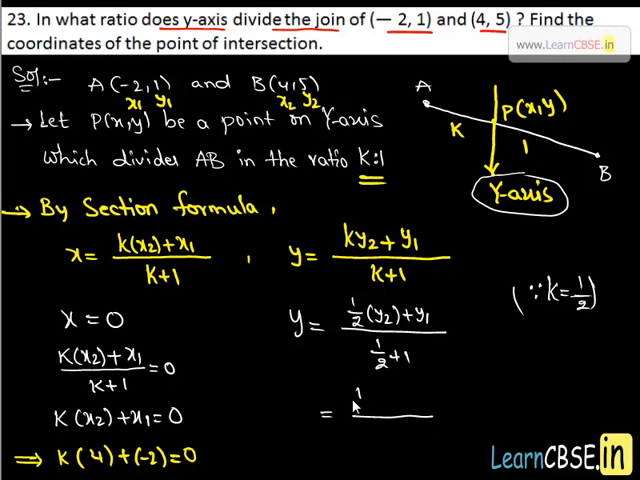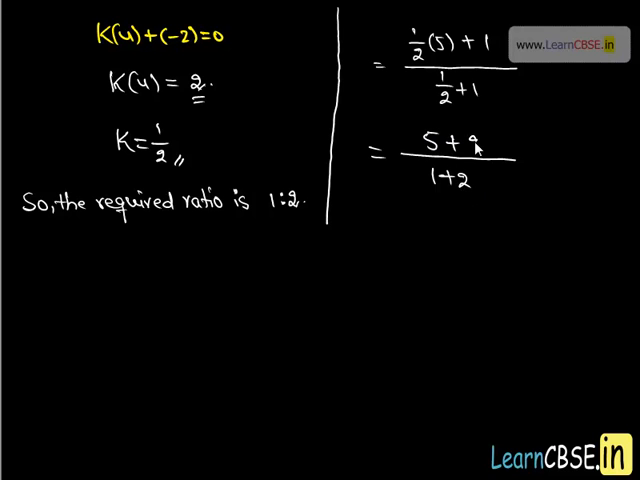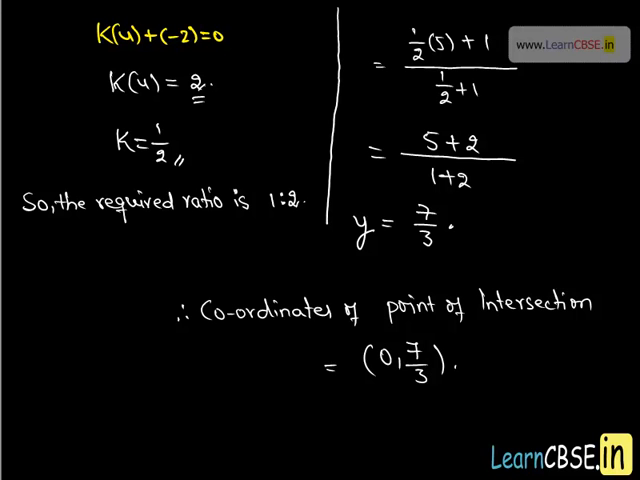Therefore, half of y2, which is 5, plus y1, which is 1, divided by 1 upon 2 plus 1. LCM of both numerator and denominator is 2, so it can be cancelled. And here we have 1 plus 2 in the denominator, and on numerator we have 5 plus 2. Therefore, the value of y coordinate is 7 upon 3. Point of intersection is 0, 7 upon 3. This completes our solution.